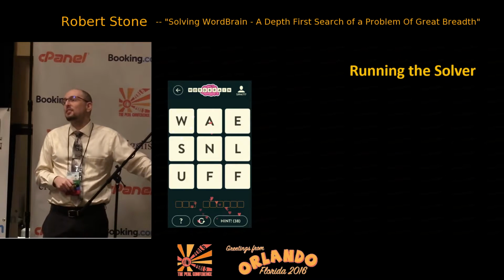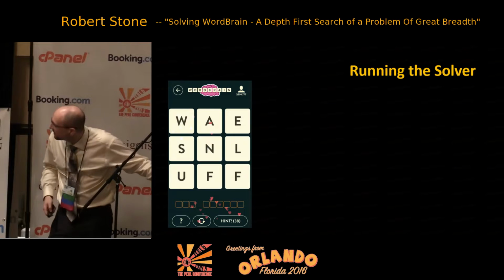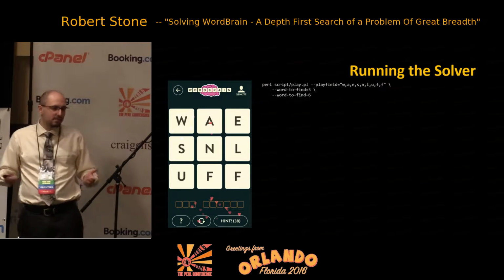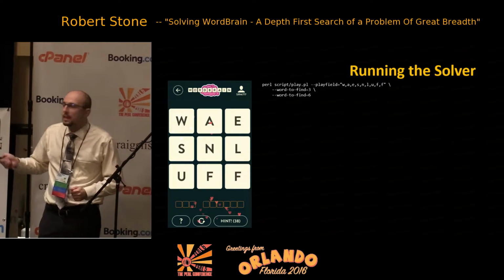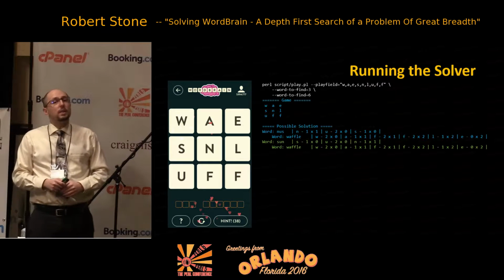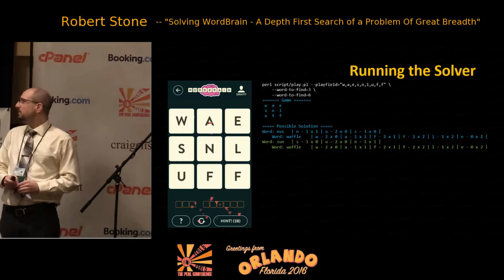So now we have a 3x3 matrix. In this case, we're looking for a 3-letter word and a 6-letter word. Again, we just feed it in. Now when we do this, it shows us the game, and you'll notice that we have again two solutions. In this case, we have nuss, waffle.